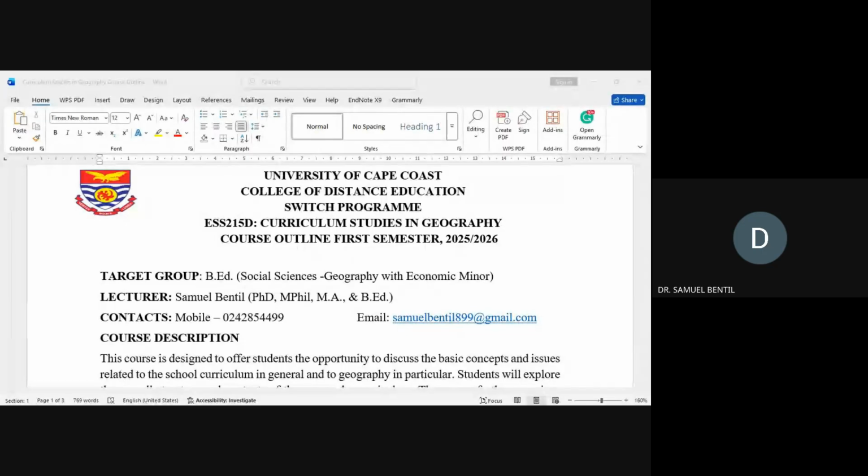Okay. Then let me stop sharing this and share the unit 1 slide so that we go through. Whilst I'm trying to open the slide and share, if you have any question you want to ask, you can go ahead and do so.